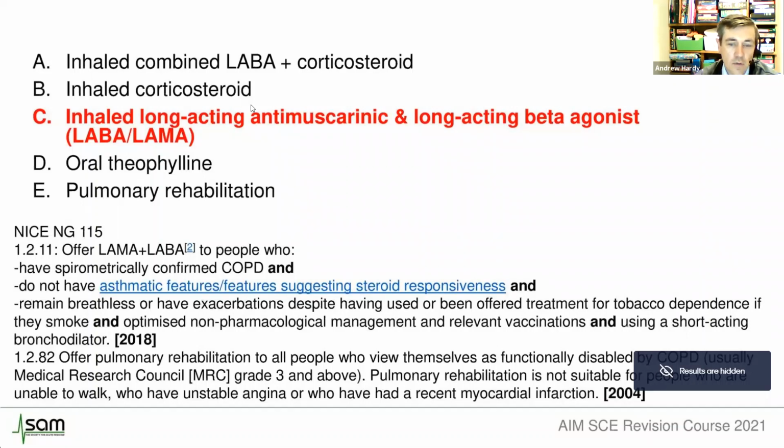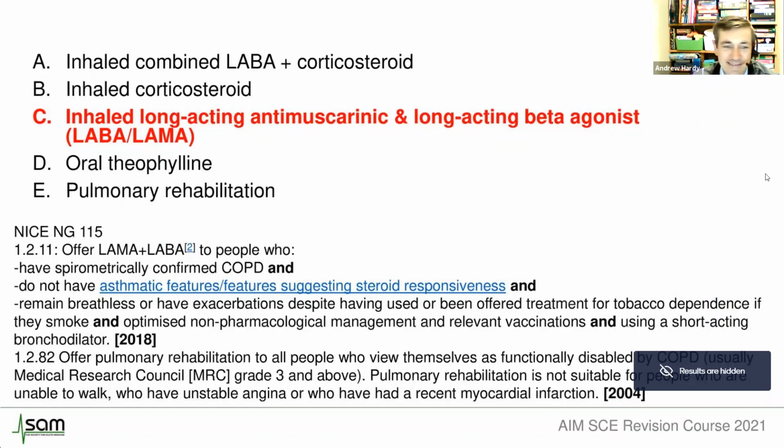Another effective treatment is pulmonary rehab, and actually pulmonary rehab is a more cost-effective treatment than inhaled therapies. But the current recommendation is that it is recommended for people who have an MRC score of 3 or above. So that would be people who are more significantly limited in day-to-day activities, have to rest if they're walking on the flat.